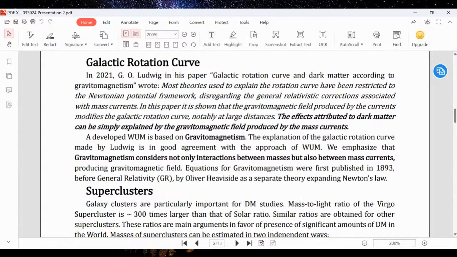A developed WoMB is based on gravitomagnetism. The explanation of the galactic rotation curve made by Ludwig is in good agreement with the approach of WoMB. We emphasize that gravitomagnetism considers not only interactions between masses, but also between mass currents, producing a gravitomagnetic field. Equations for gravitomagnetism were first published in 1893, before general relativity, by Oliver Heaviside as a separate theory expanding Newton's law. We don't know the history of physics at all.